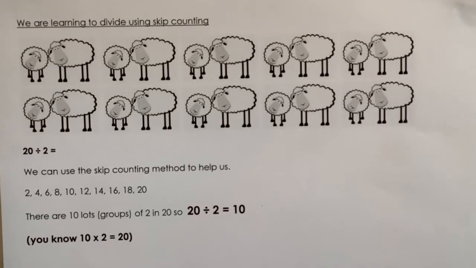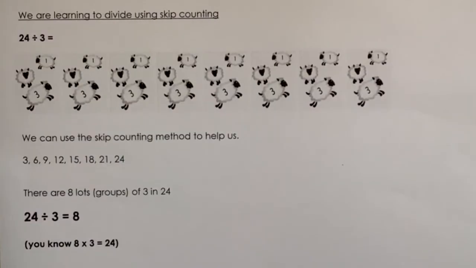So we know from using our fingers or using the hands, if you still have the hand charts from the multiplication work, you know that there are 10 groups of 2 in 20. So that tells us that 20 divided by 2 equals 10, because we know that 10 times 2, the inverse, is 20. Now let's look at another one.